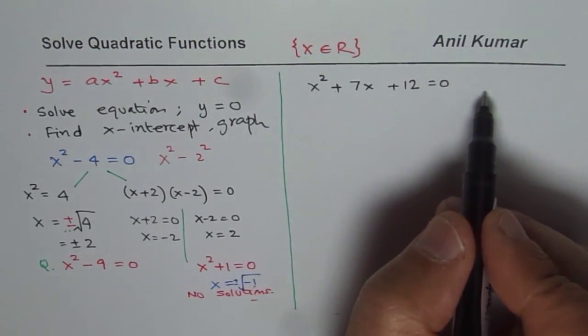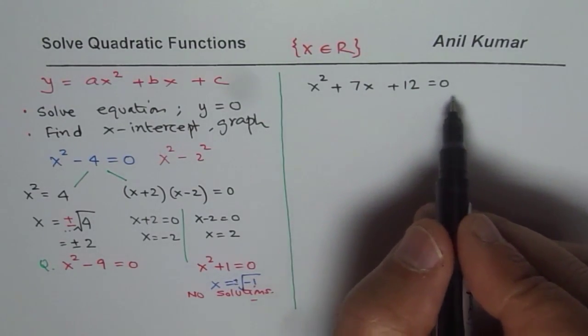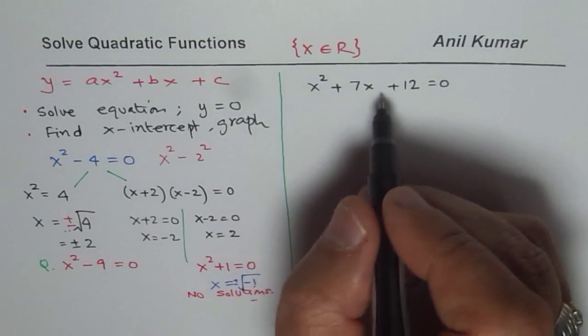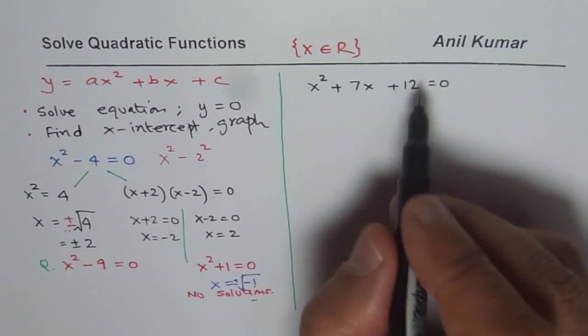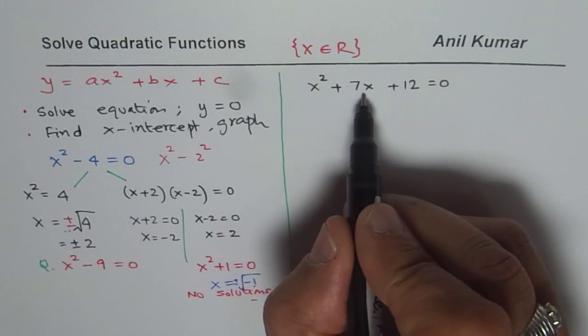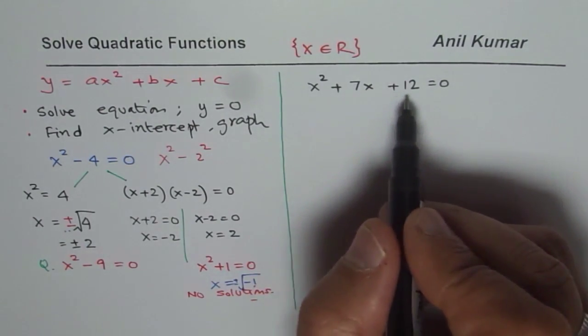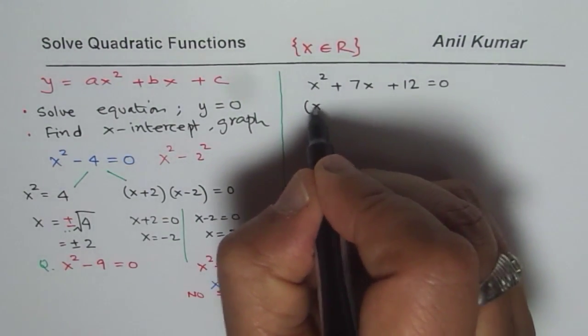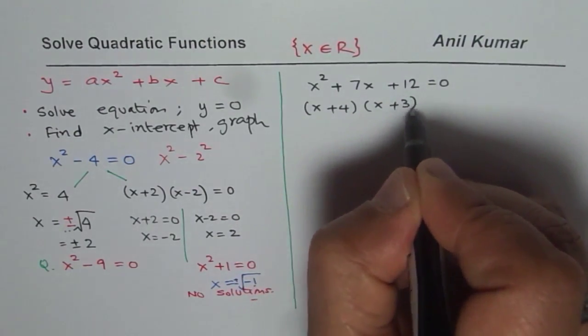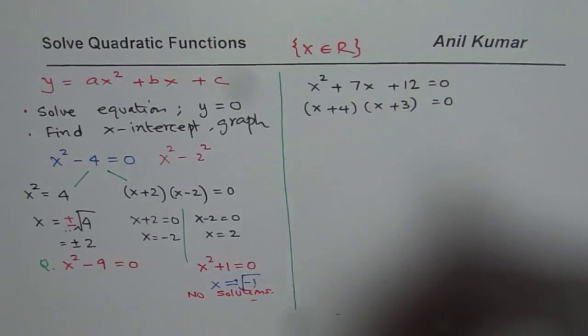I'll provide you with a link which will help you to review your factoring skills. So, I made up an equation which is easier for me to solve. Product of two numbers is 12 and their sum is 7. Those two numbers are 4 and 3. So I could write this as x plus 4 times x plus 3, right? And so we get 0 here.